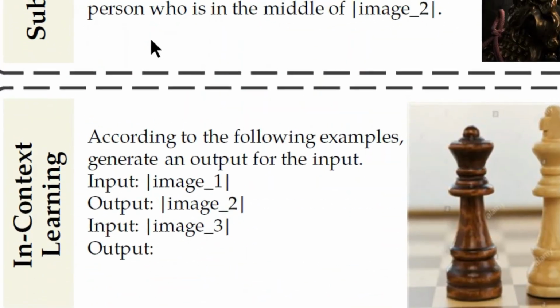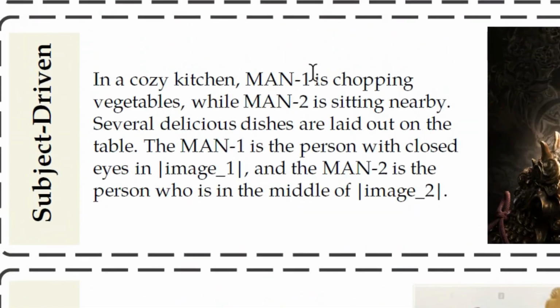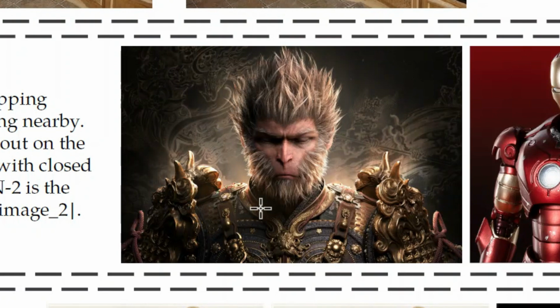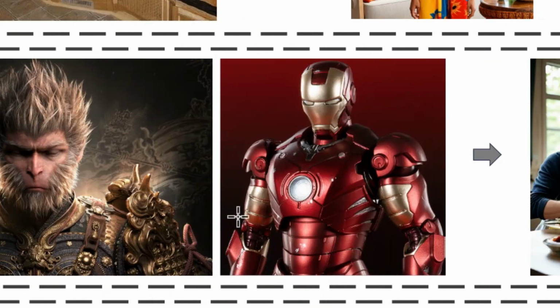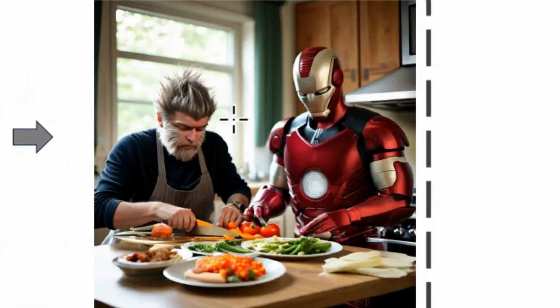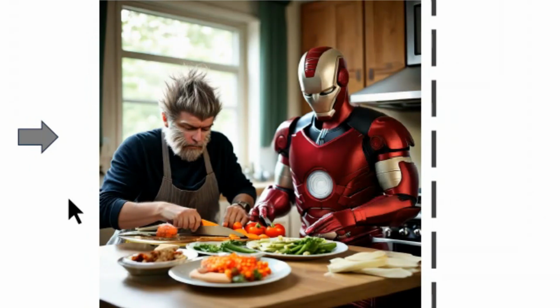Next is subject driven. In a cozy kitchen, man one is chopping vegetables while man two is sitting nearby. Several delicious dishes are laid out on the table. The man one is the person with closed eyes in image one, okay? And man two is the person who is in the middle of image two. So this is image one, this is image two. We see that the man is chopping vegetables and the person from the image two is just sitting there and we see tasty dishes there.